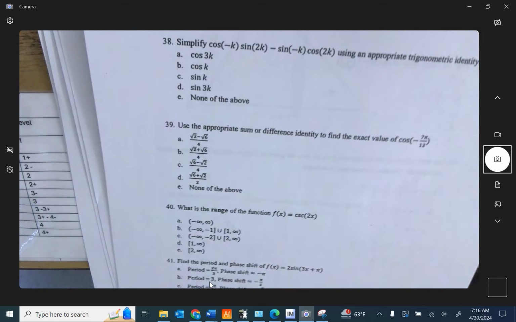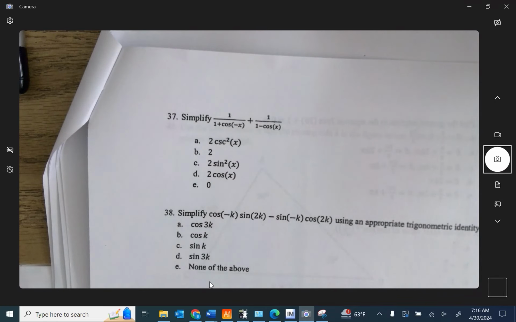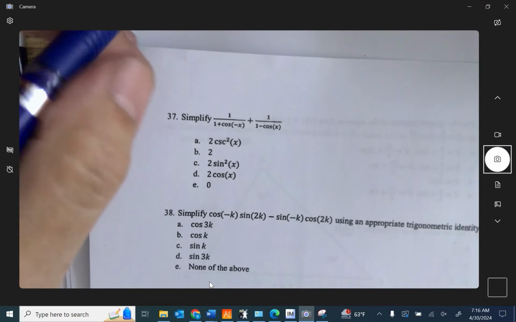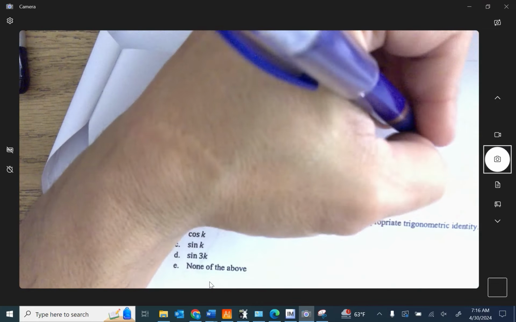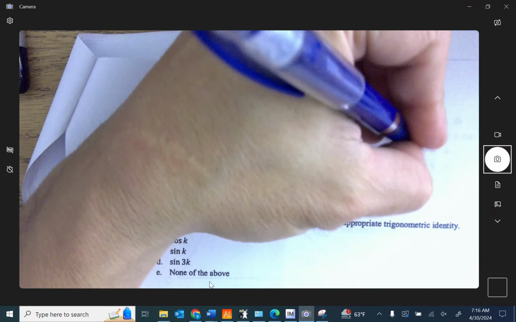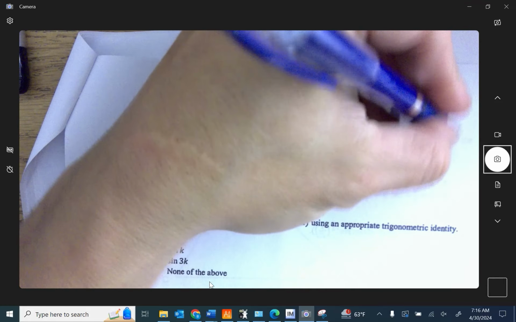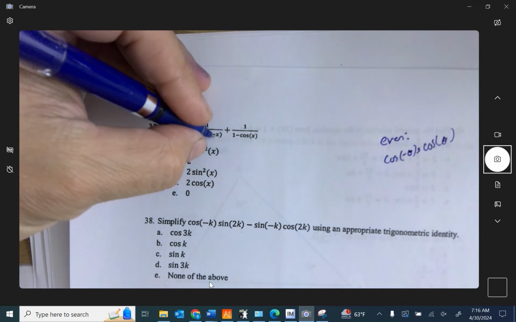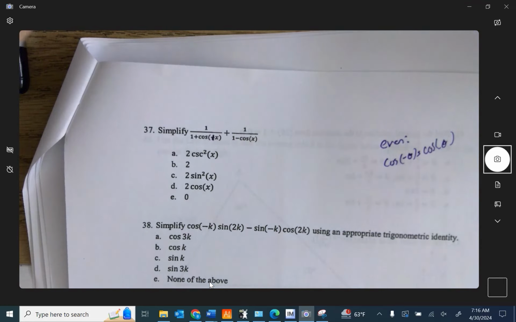Moving forward. More trig. Simplify 1 over 1 plus the cosine of negative x, plus 1 minus the cosine of x. So I'm thinking about this even identity that the cosine of a negative angle is the cosine of a positive angle. So I'm just going to get rid of that little symbol there and make it positive.